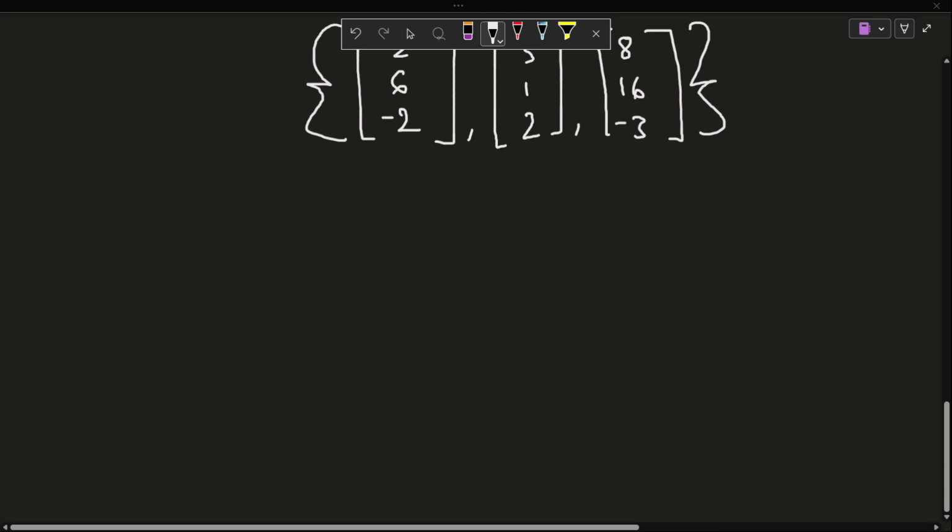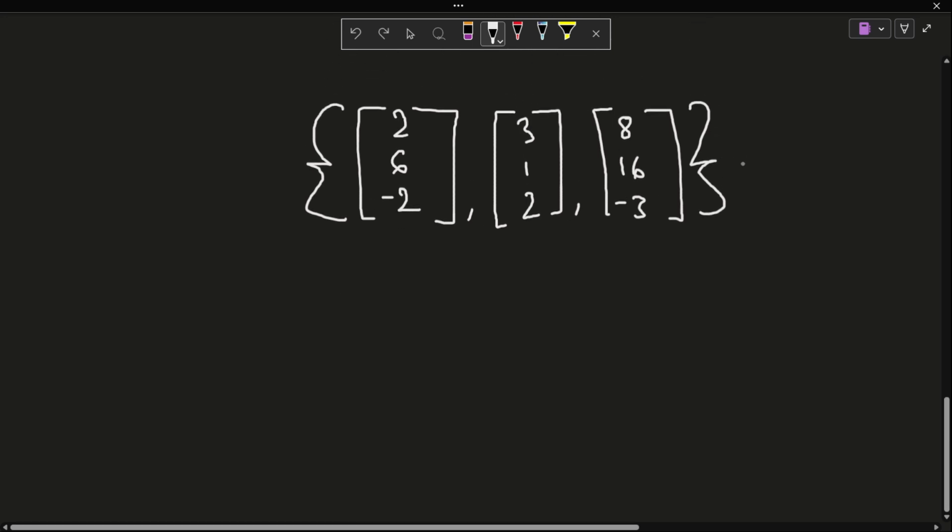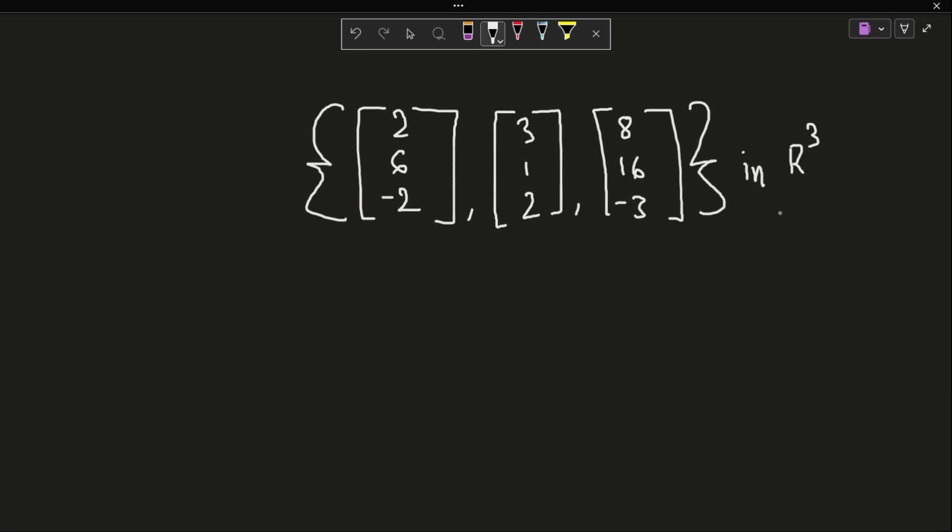Try this out for yourself. And these are all in the set of 3-tuples, by the way. So try this out for yourself, and then when you come back, I'm going to give you the answer and we'll talk about it. Okay, so hopefully you've had a chance to do that.